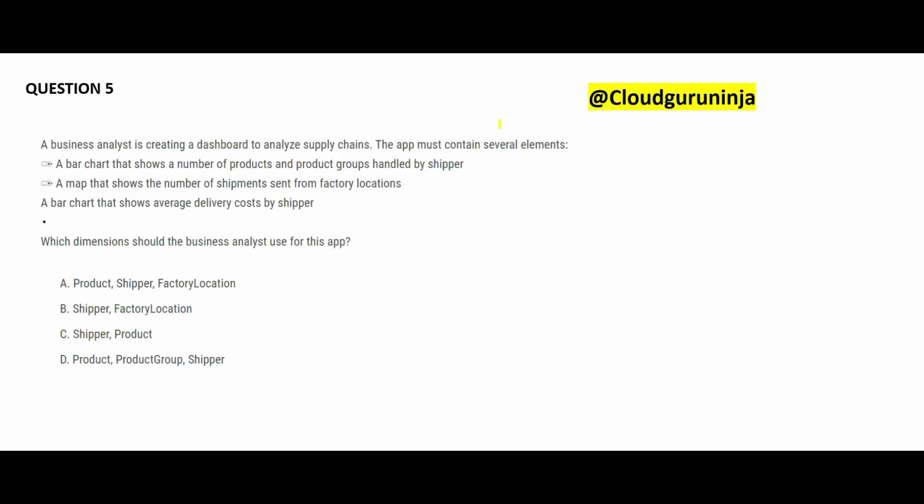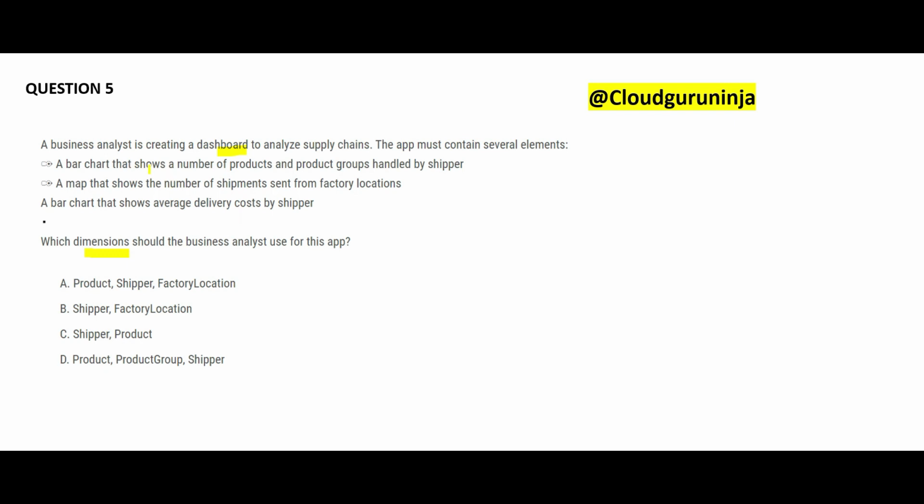Let us look at this question. You are creating a dashboard. First thing you have to do is identify dimensions. Anything that is numeric is called a measure. You can measure something like revenue, sales. Anything that is character is a dimension, like shipper and so on. So we want to identify what dimensions we have to use.